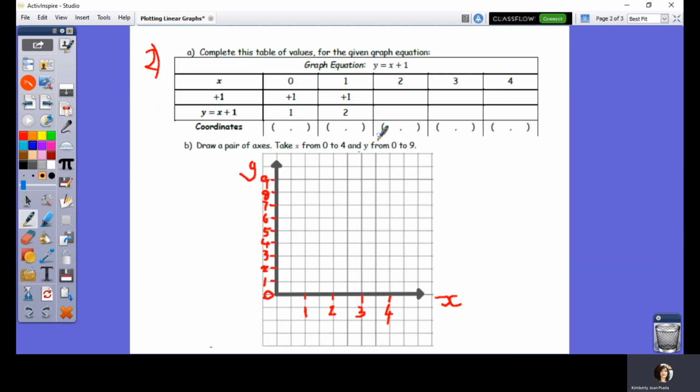Okay, so question 2. Now we have y equals x plus 1. Complete this table of values for the given graph equation. Since the equation is a bit longer, we have to show the x points. So the x points are these. This is the first part of the equation. And then we have to add 1.